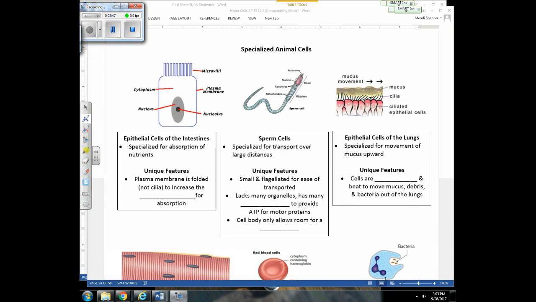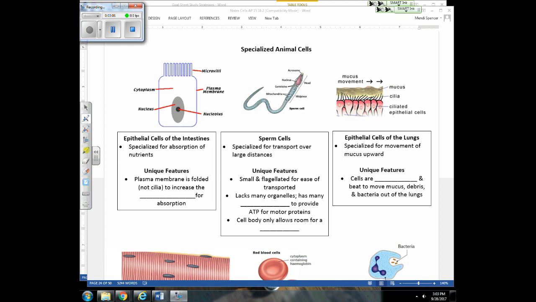Now, let's look at some specialized animal cells, and I tell students to pick a couple of ones that are easy to remember and be able to discuss a specialized cell in an animal and what that cell is specialized to do and what unique features it possesses to help it perform a certain task.